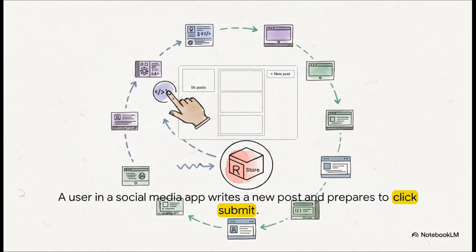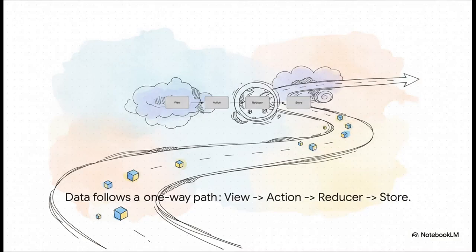A user types out a brilliant new post, and they're about to hit that submit button. What happens next inside a Redux app? Well, that data is going to follow that same one-way street we talked about. The click in the view kicks off an action. That action goes to a reducer. The reducer figures out the new state and gives it to the store. And finally, the store tells the view to update. Let's break that down piece by piece.